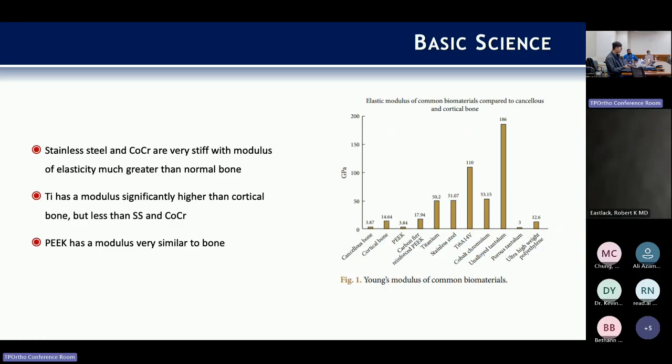So to start, one of the foundational concepts that we'll revisit throughout is Young's modulus, or the stiffness of a material. And this graph illustrates where different biomaterials fall. Cortical and cancellous bone are at the low end, to the left of the graph. Titanium and PEEK are closer to bone, which improves compatibility and reduces stress shielding. Stainless steel and cobalt chrome are much stiffer. They're better for rigidity, but may cause mismatch and complications over time. Understanding where each of these materials falls relative to cortical and cancellous bone could predict how well they will interact biomechanically.